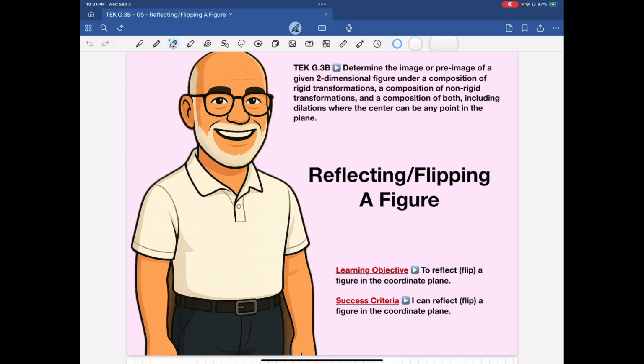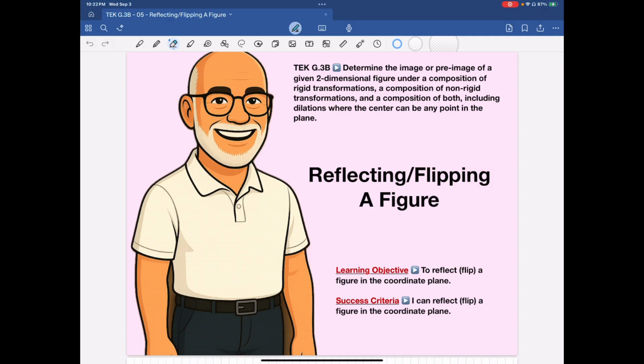Determine the image or pre-image of a given two-dimensional figure under a composition of rigid transformations, a composition of non-rigid transformations, and a composition of both, including dilations where the center can be any point in the plane. This video covers reflecting or flipping a figure.